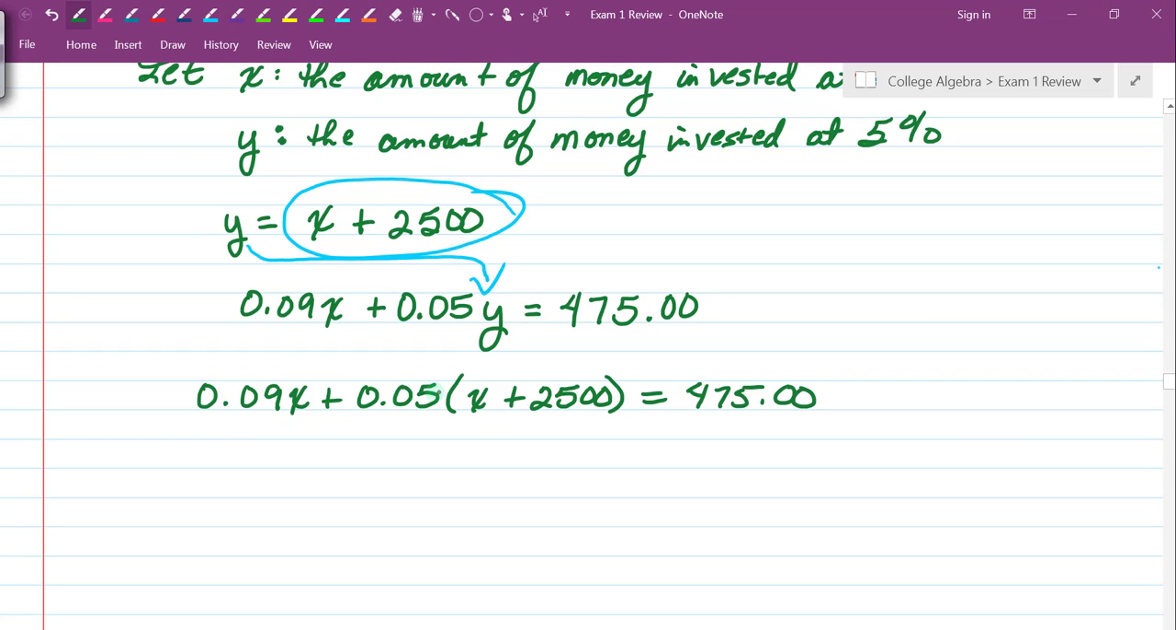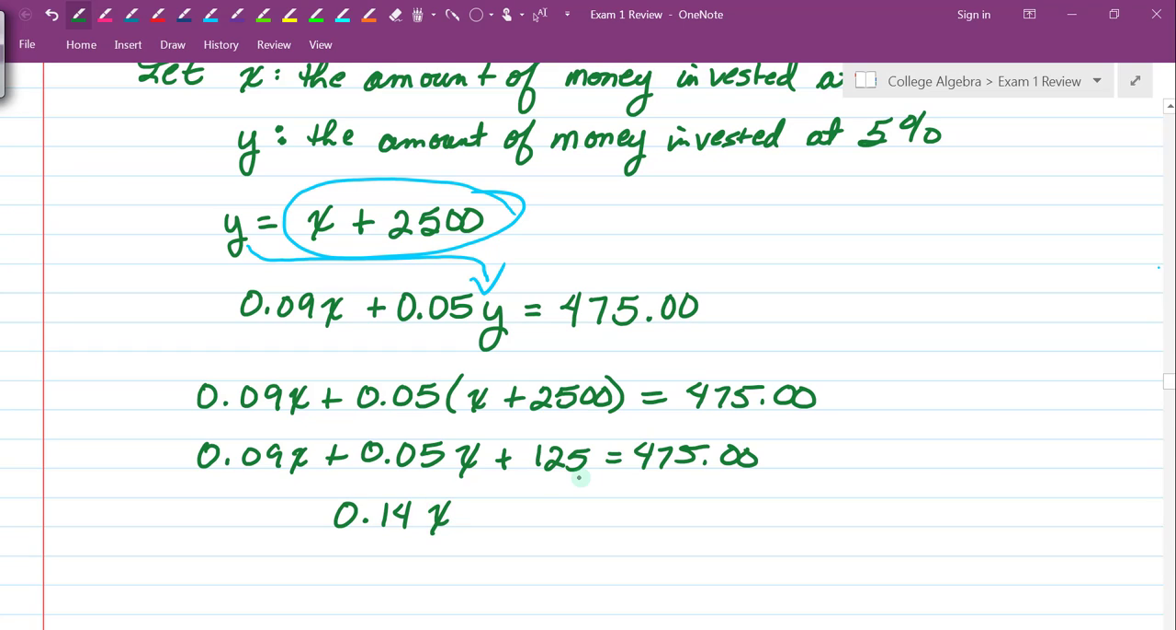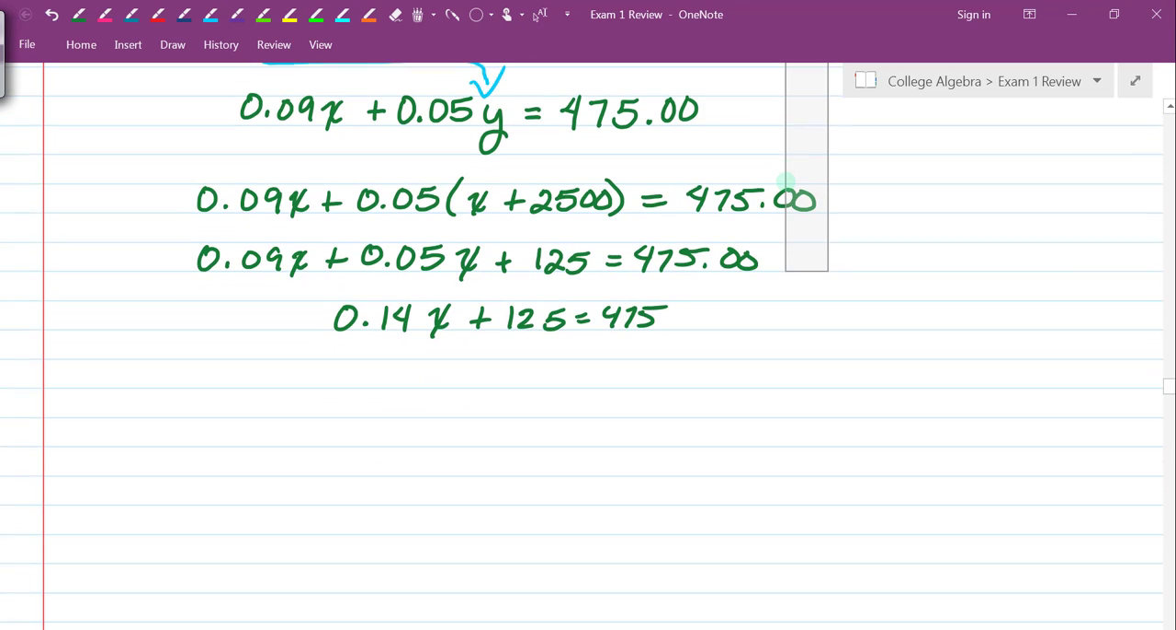So we'll distribute our 0.05 along and we end up with 0.09x plus 0.05x plus, let me turn on my calculator real quick, 0.05 times 2,500 is equal to 125, so plus 125 is equal to 475. Now we're going to combine like terms, so 0.09 plus 0.05 is going to give me 0.14x, and we'll just go ahead and add 125, 475.